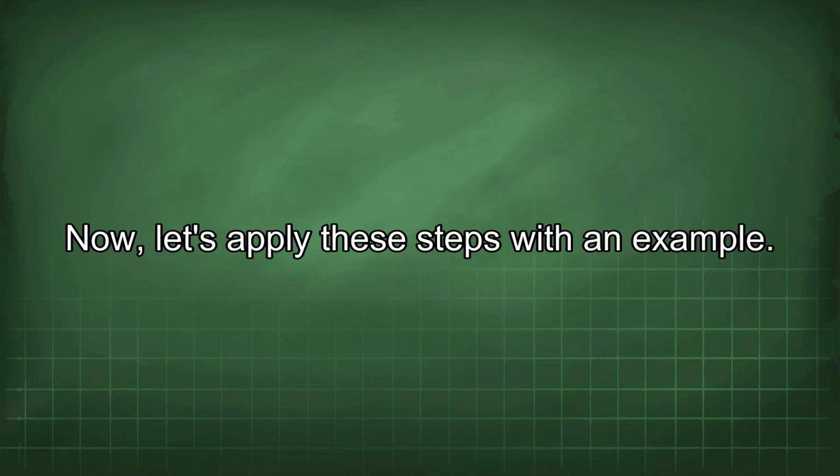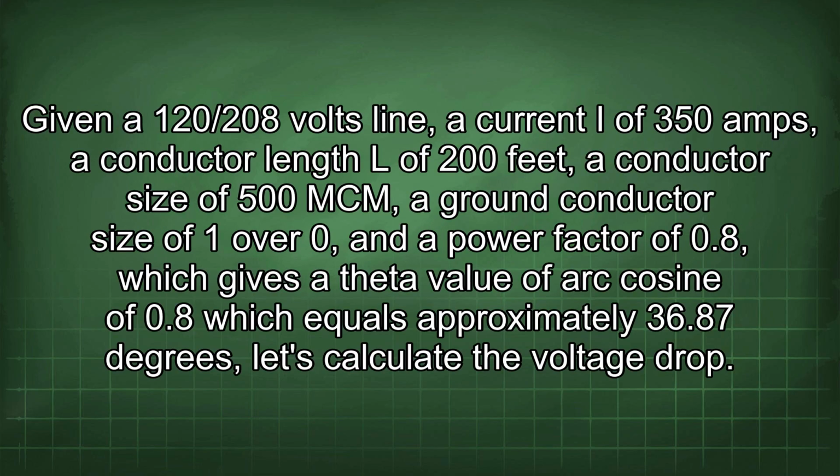Now let's apply these steps with an example. Given a 120/208 volts line, a current I of 350 amps, a conductor length L of 200 feet, a conductor size of 500 mcm, a ground conductor size of 1/0, and a power factor of 0.8, which gives a theta value of arc cosine of 0.8, which equals approximately 36.87 degrees. Let's calculate the voltage drop.